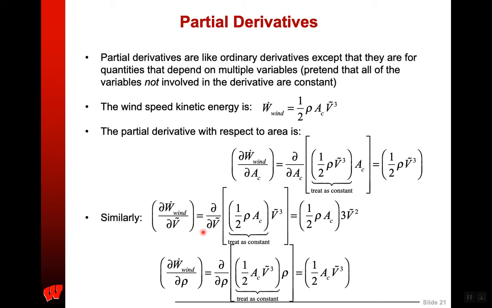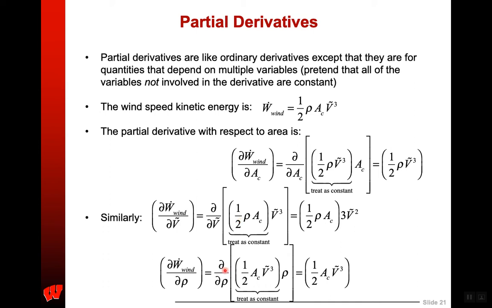Similarly, I could rearrange it this way. What is it with respect to velocity? It's the derivative of all this stuff with respect to velocity. In this case, all of this stuff is a constant, and this is my variable. What do I do? I put the exponent out front, and then reduce the power by 1, so it becomes 1/2 rho A times 3v squared. So my partial derivative of power with respect to velocity is 1/2 rho A 3v squared, because this stuff is just a constant. I'm not changing that. Treat it like the number 6.